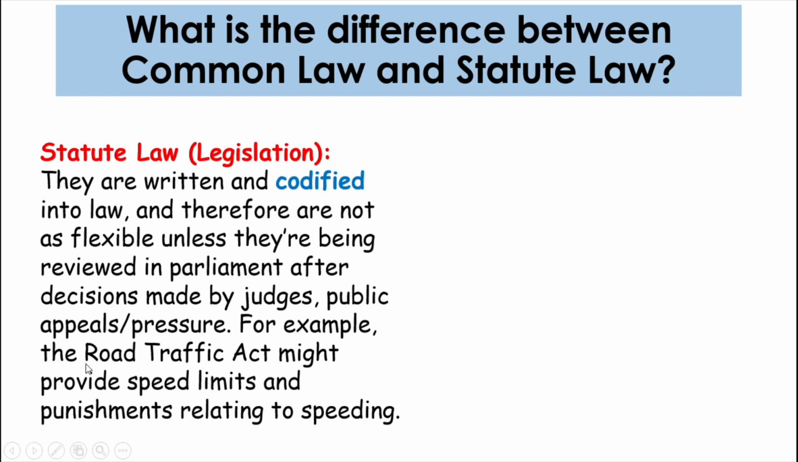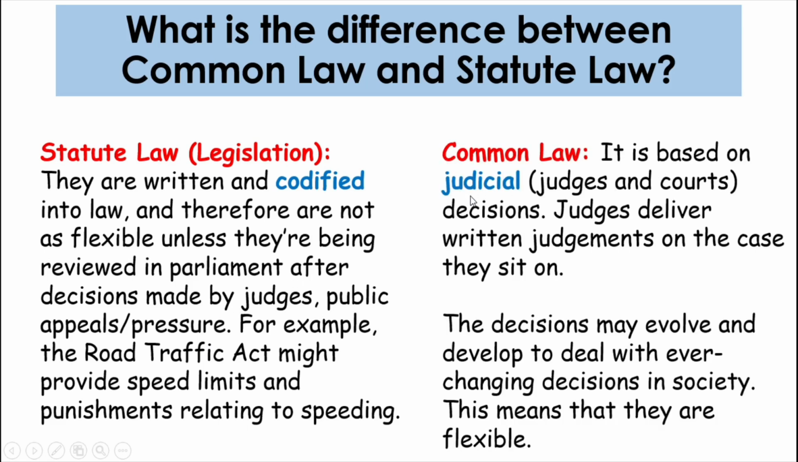For example, the Road Traffic Act might provide speed limits and punishments relating to speeding. This would have been discussed and debated in Parliament. It may lead to further debates and discussions in Parliament based on external pressures from the public as well as judges. Common law, on the other hand, is based on judicial decisions.